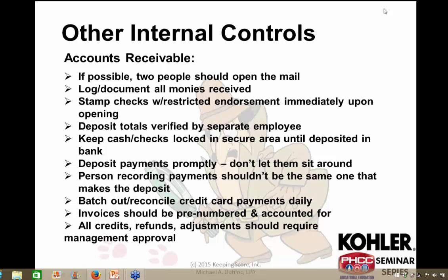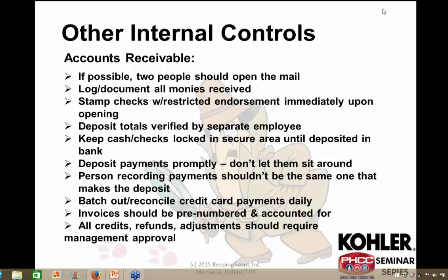Any adjustments, any refunds, credits, anything like that should require management approval and sign off. That way, that eliminates the funny business of, oh yeah, no, I gave Mrs. Smith a $50 refund when that $50 really went into the person's pocket. So you should have a system where any credits, adjustments like that have to require management or owner's sign off. And if it's a smaller company and you don't have a managerial level, then require that the owner, that you, sign off on it for any kind of refund or adjustment.